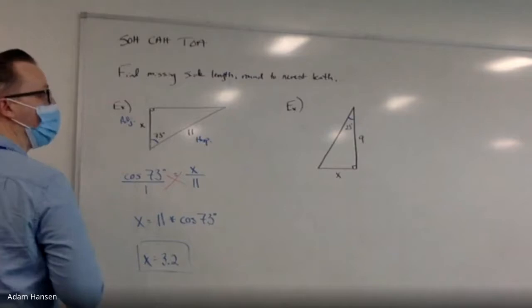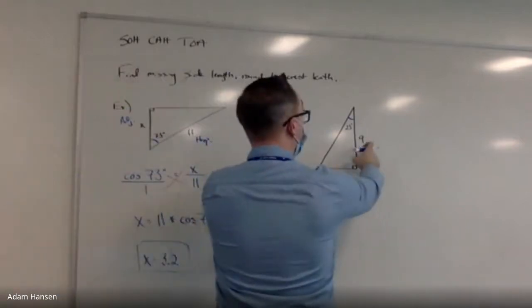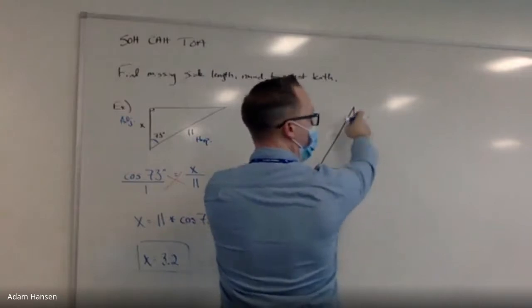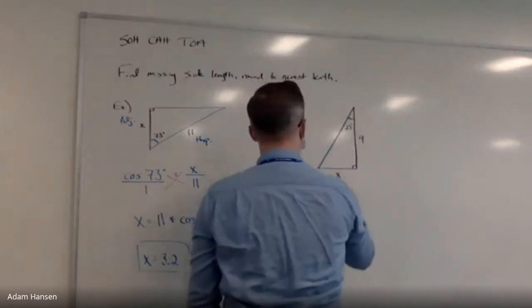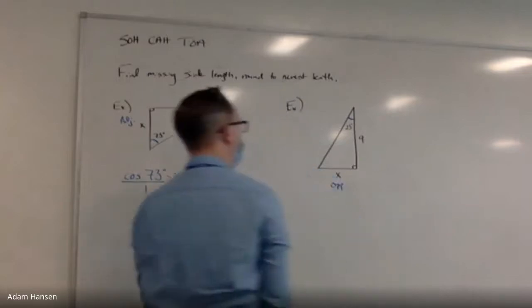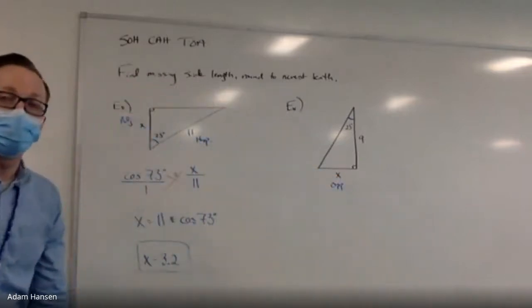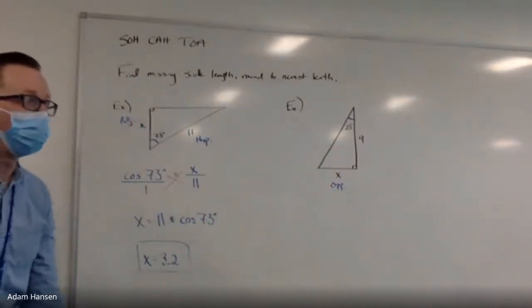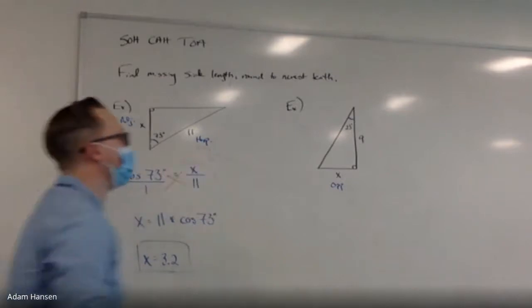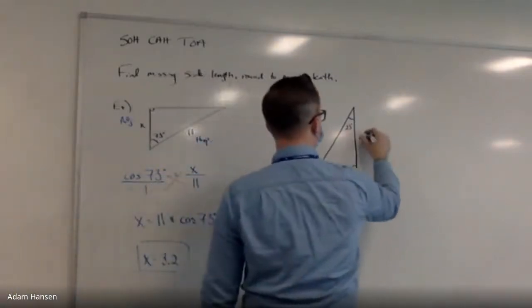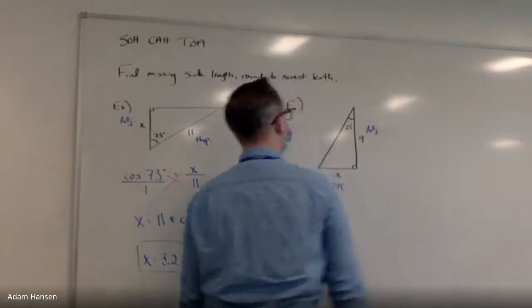So, I have the 2 legs, x and 9. These are both the 2 legs. Which one is the opposite leg from 23 degrees? X. So opposite. 9 would be which leg? Let's use adjacent. Okay, just to make sure we're using SOHCAHTOA correctly: opposites, adjacents, and hypotenuses.